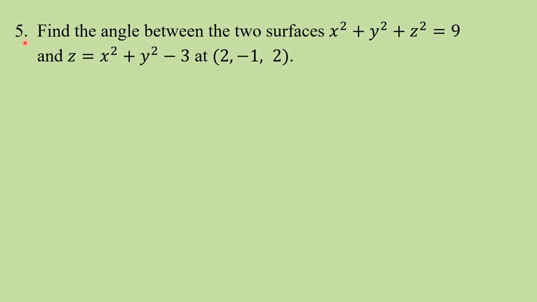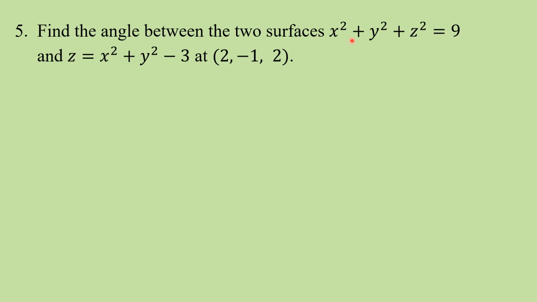So problem number 5. Find the angle between the two surfaces x square plus y square plus z square equal to 9 and z equal to x square plus y square minus 3 at the point (2, -1, 2). Here we need to find the angle between two surfaces. I can call the surfaces f equal to 0 and g equal to 0. So the angle between two surfaces means the angle between their normals.